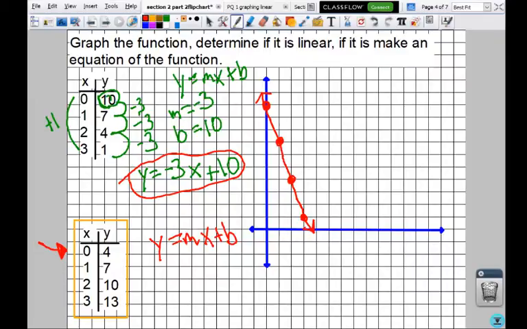Even though it's graphing, I don't think it's too bad. So make your equation. Take a minute or two. Try to get it done.